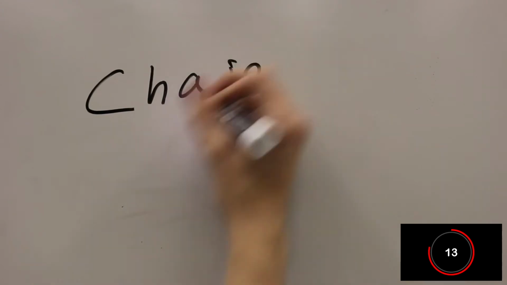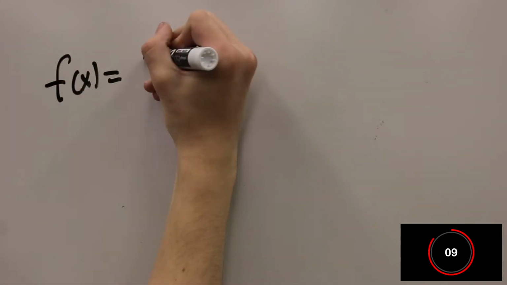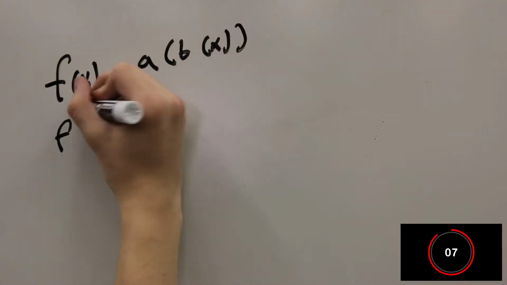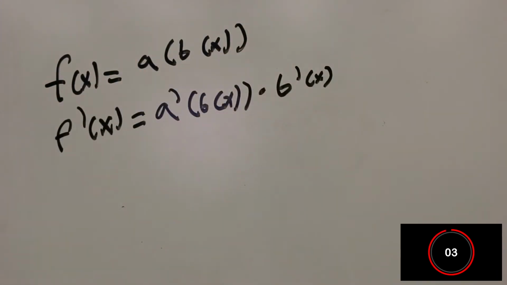Now finally, the chain rule is when you have one function inside of another. It states that the derivative of that sequence of functions will be the derivative of that outside function leaving the inside as is, multiplied by the derivative of that inside function.